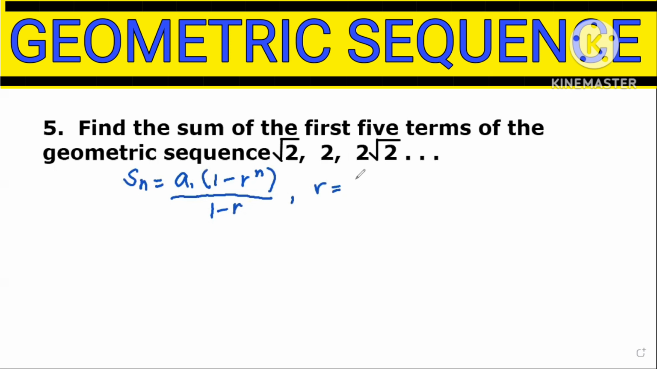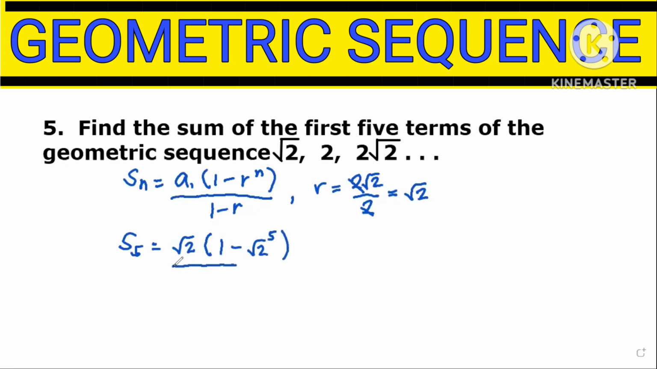Para mas madali. So, let us divide 2 square root of 2 by 2. As you can see, it just cancels the 2. Therefore, r is equal to square root of 2. So, let us now take S sub 5 since we are looking for the sum of the first 5 terms. A sub 1 is equal to square root of 2, our first term, times 1 minus r, which is also equal to square root of 2, raised to 5, over 1 minus square root of 2.